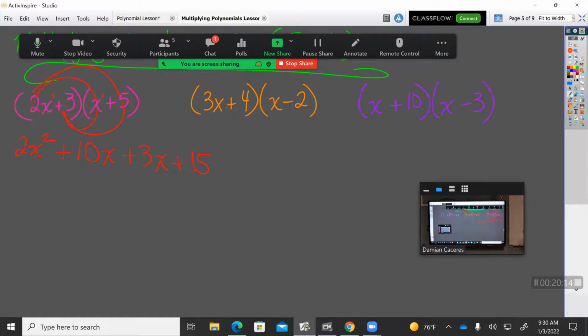Now, on the two binomials, when you multiply them, your like terms will always be in the middle. So let's look in the middle and combine these two like terms. What's 10x plus 3x? Positive 13x. And now the first and the last number just come down. And that is your answer.